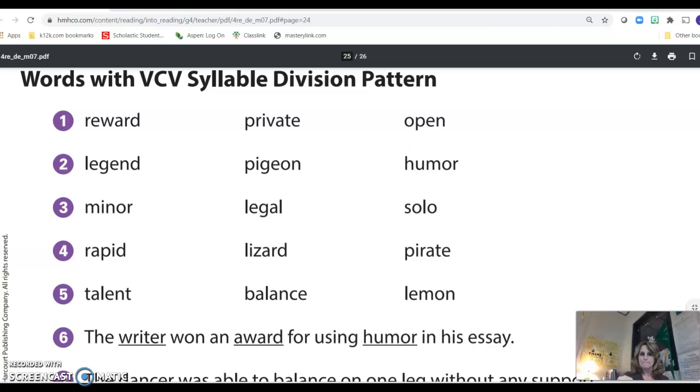Last row. Talent, balance, lemon. I'll give you a few minutes to think. Think about, was it a long A and E, or were they short A and E sounds?